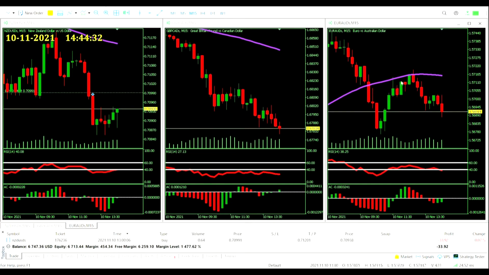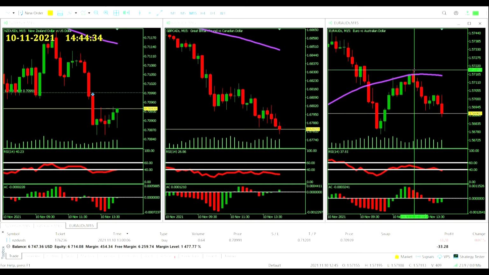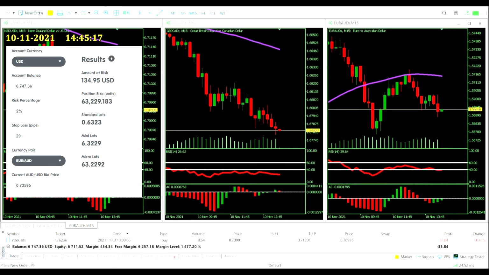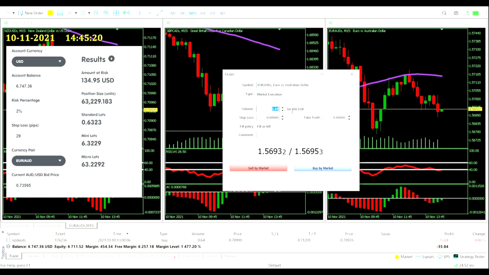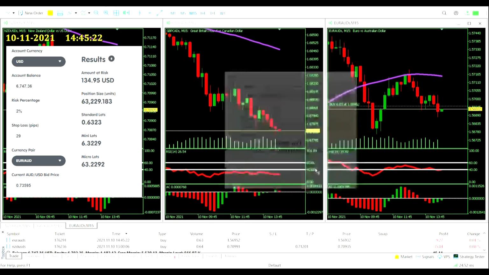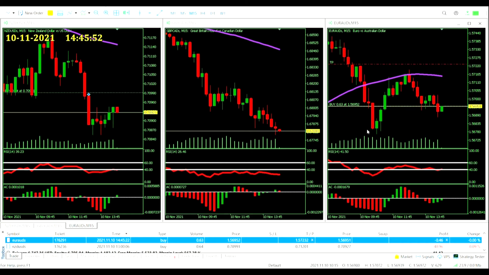Here we go for another trade entry. The Euro Australian dollar going to give us a buy trade. The RSI in the 37s. Let's measure out that risk. There's our highest high, looking at about 29 pips. And so now we can get into a buy trade. You can see the risk, 0.63 lots. There we go. We are in our trade.